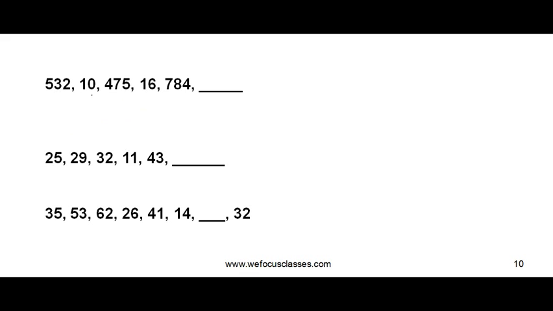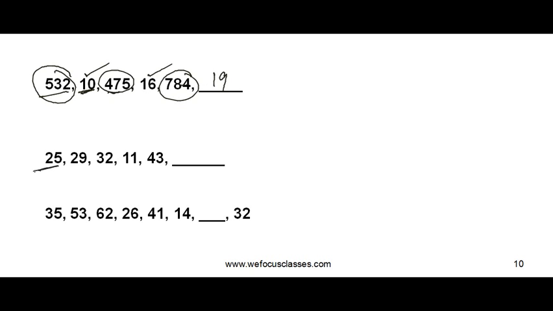So 532, 10, 475, 16, 784, what is the next number? Whenever after the big number you can see a small number, think of the problem in a simple way. Take the digits of 532: 5 plus 3 plus 2, you'll be getting 10, and 4 plus 7 plus 5 you'll be getting 16. In the same way we need to do 7 plus 8 plus 4: 7 plus 8 is 15, plus 4 you'll be getting 19. So this is a sum of the digits.